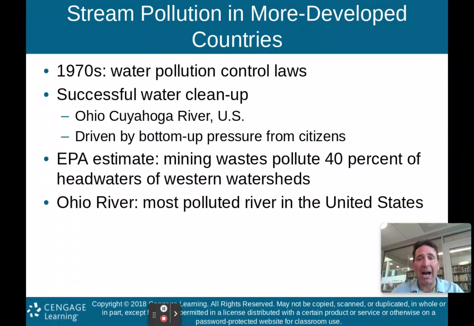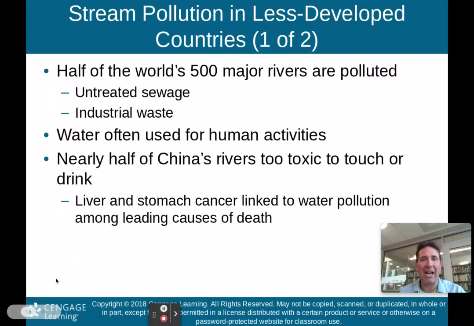EPA estimates that mining waste pollutes 40% of the headwaters of the western watersheds. What are the western watersheds? Those are your watersheds like the Colorado River, for instance, out west. What are the headwaters? That's the beginning of the river system, not the end, but the beginning. And mining waste pollutes 40% of them. The Ohio River is still the most polluted river in the United States.